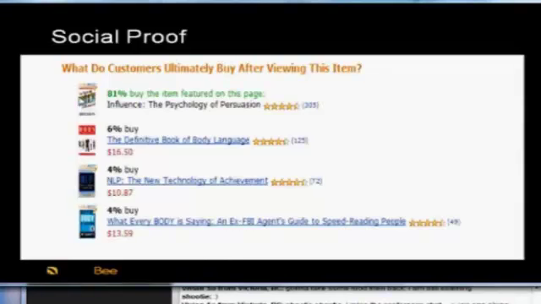Social proof. Again, this goes back to the same thing. What is the crowd doing? You'll see quotes and things like this all the time. 81% buy such and such. 6% bought this. 4% bought this. You're going to probably go with the one that 81% bought. Now, I tend to look at the other ones, but I'm different because I'm in marketing and I understand what they're doing.